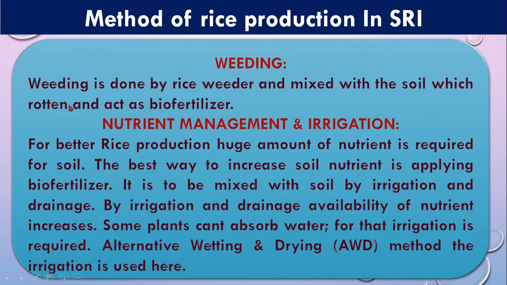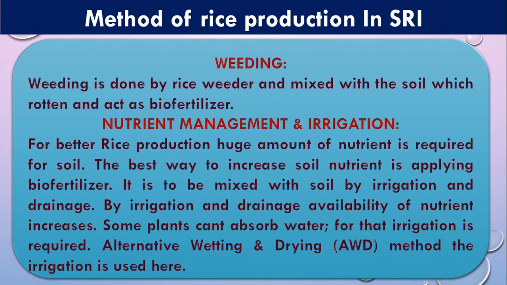Weeding. In this method, use a Japanese rice weeder for removing the weed, and when we use machines or the Japanese rice weeder, the weed is mixed with the soil and decomposes and makes organic fertilizer. And then nutrient management and irrigation. For better rice production, a huge amount of nutrients is required in the soil. The best way to increase soil nutrients is applying biofertilizer or organic fertilizer.